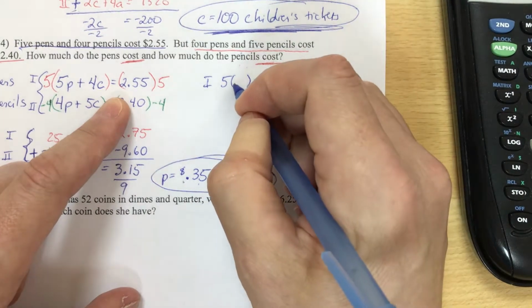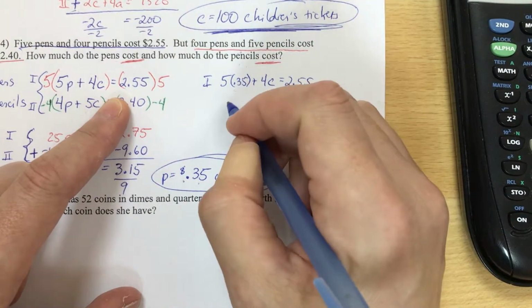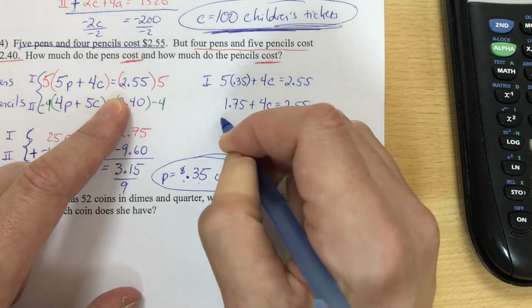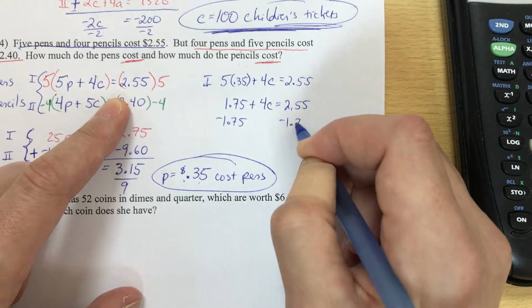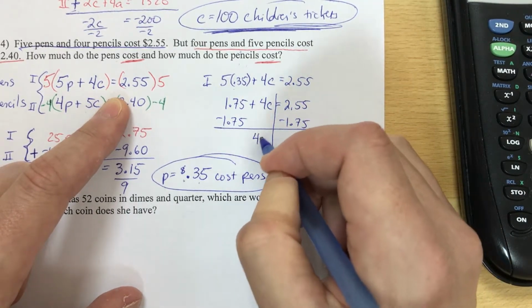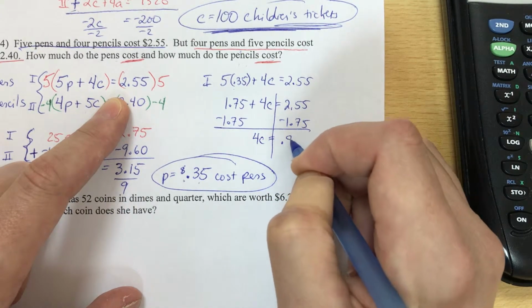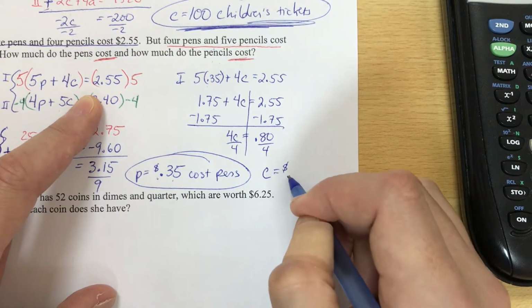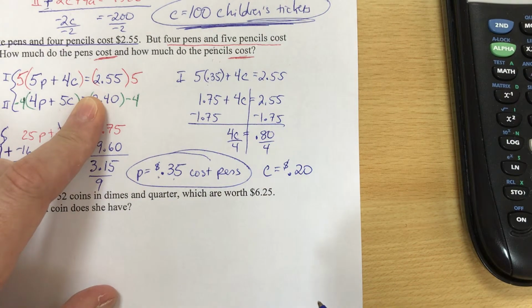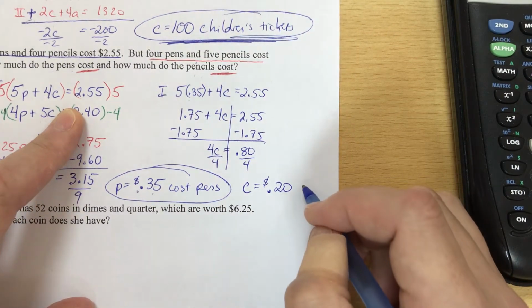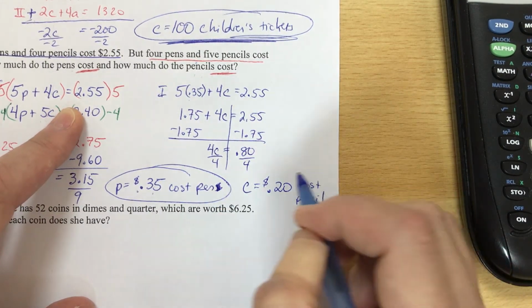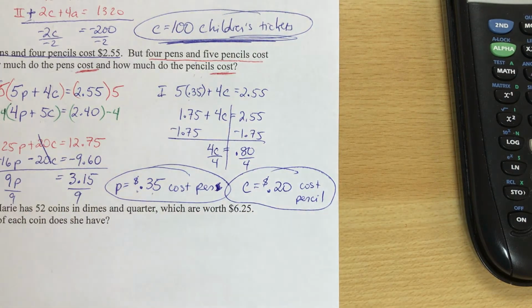The P is 0.35. I'm going to substitute there. So we have to multiply this out. That's $1.75 plus 4C equals 2.55. We're going to subtract 1.75 from the left side and the right side. 4C equals 0.80, 80 cents. Divide by 4. C equals 0.20, so that's 20 cents, $0.20, and that is the cost of a pencil. Okay, so cost of 1 pen and cost of 1 pencil. And that is the end of part 2.